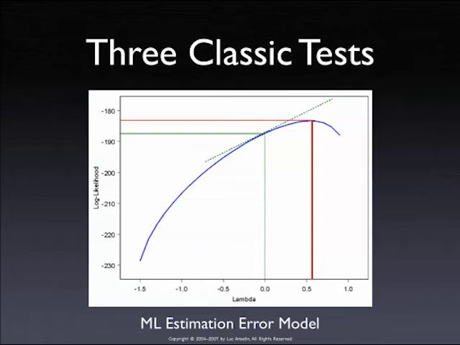In the second case, we fit the model under the null. That's the constrained likelihood. We fit the model under the alternative. That's the unconstrained likelihood. And we compare these two likelihoods in a likelihood ratio test. And in the third case, we run the model under the null. We don't have to run the model under the alternative. And we look at what the slope is of the likelihood function. And if this is significantly different from 0, we reject the null.